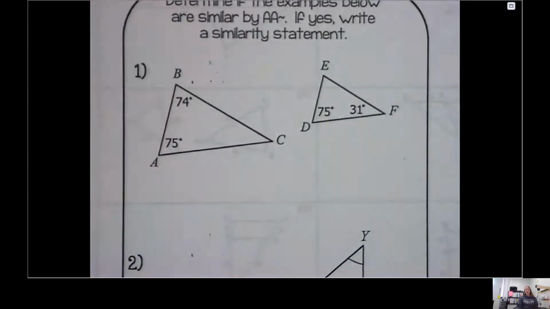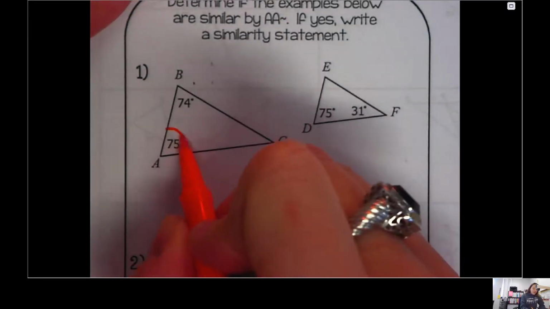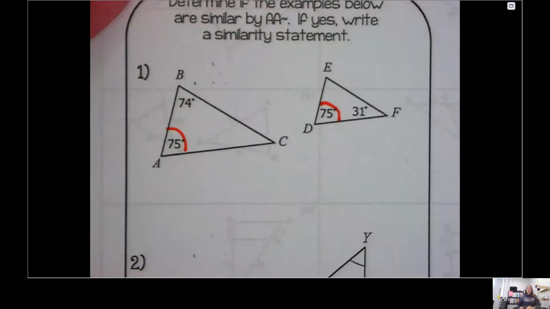In the first triangle, the bigger triangle there, I give you 74 and 75 degrees. And now if you look at the triangle to the right, do you have at least one angle that matches so far? Yeah, which one? Angle A and angle D are congruent, right? So that's one pair of congruent angles. You need a second pair. You need 2 to prove that triangles are similar.